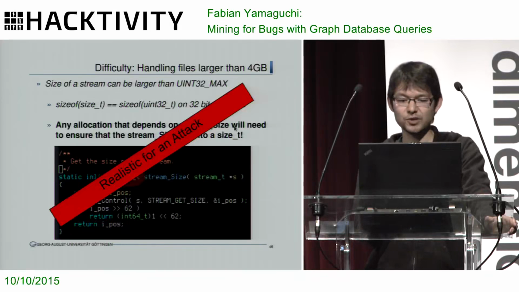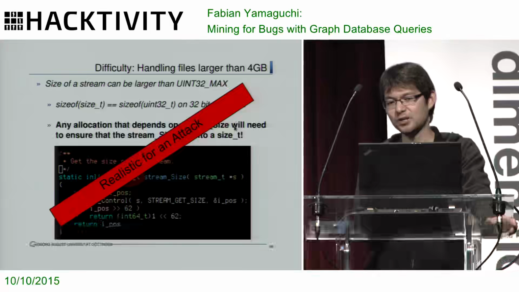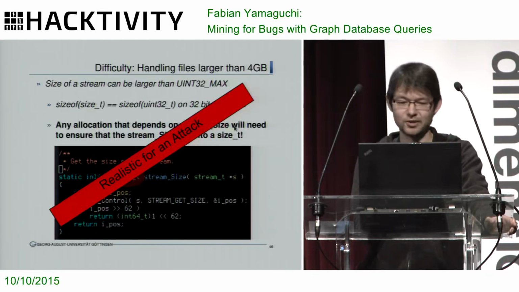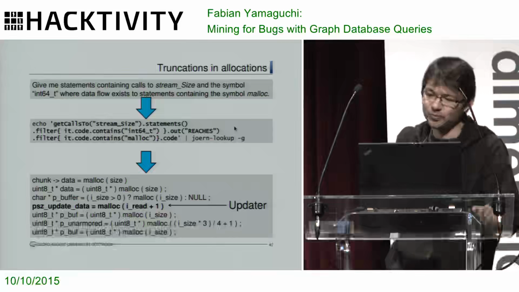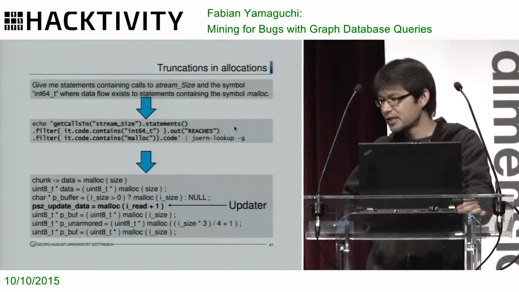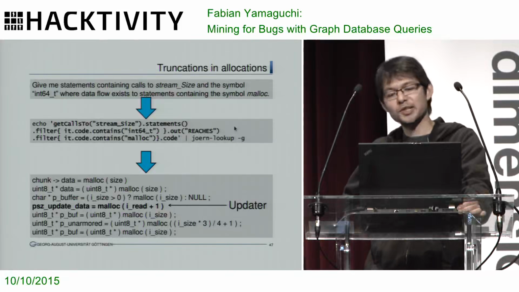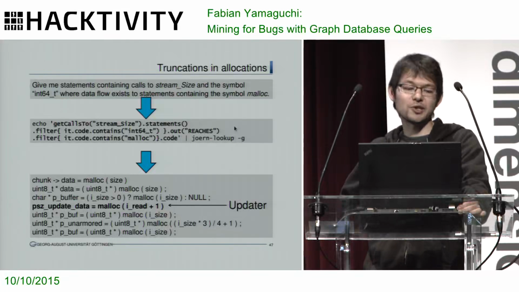The idea was, and this is realistic for an attack because a video can be larger than 4 gigabytes and nobody would say, oh wow, this must be malicious. No, it's just a video. That's why it's that big. All right, so let's look for truncations inside allocations related to this. So give me statements containing calls to stream size and the symbol int64, where data flow exists to statements containing the symbol malloc.